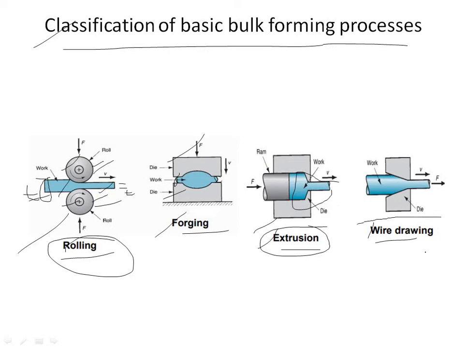Next we will be discussing wire drawing. This is wire drawing or rod drawing. It is similar to extrusion, except that the workpiece is pulled through the die. You can see the workpiece is pulled through the die opening to take the cross section. Okay, these are the things.